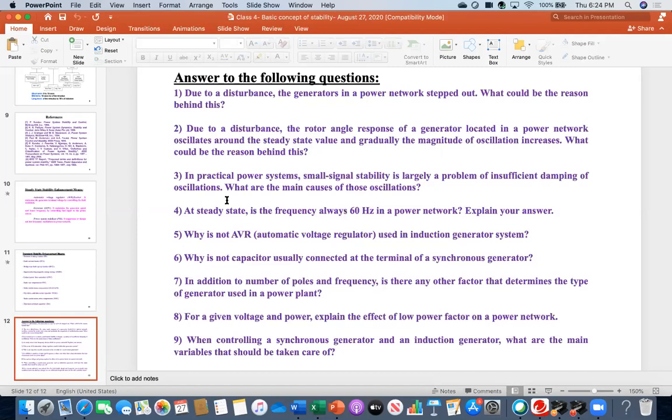Now see question number 3. In a practical power system, small signal stability is largely a problem of insufficient damping of oscillation. What are the main causes of those oscillations?